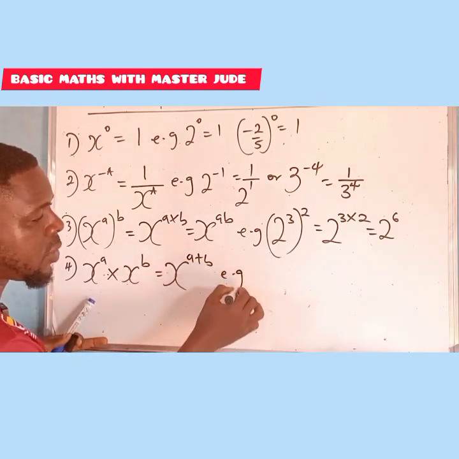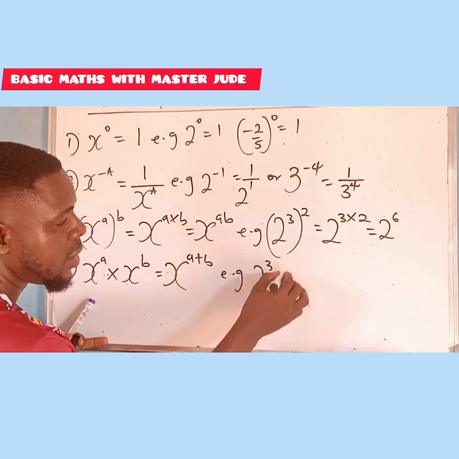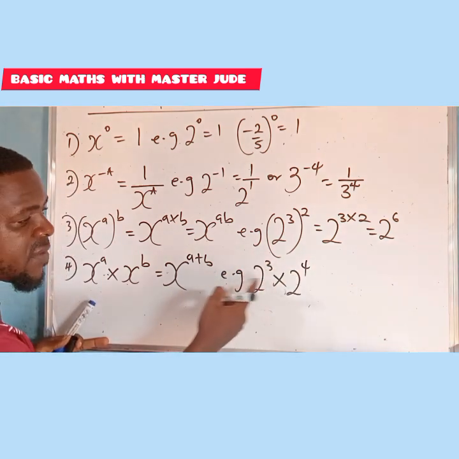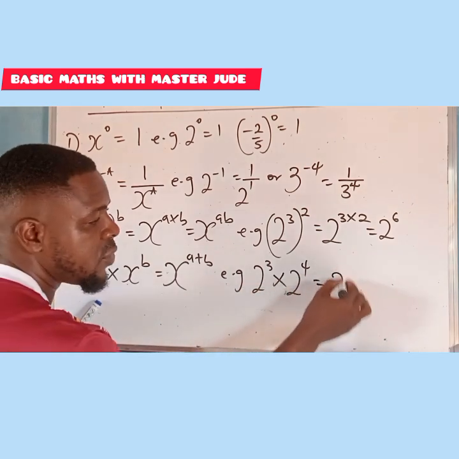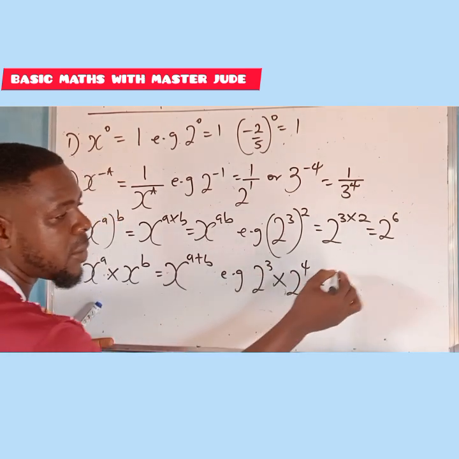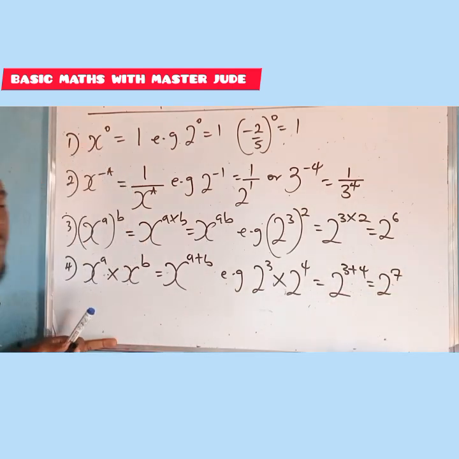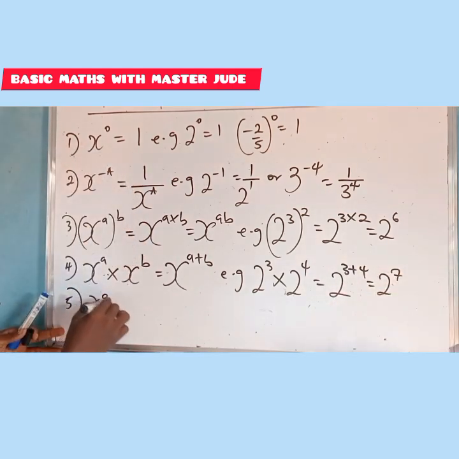For example, if you have 2 raised to power 3 multiply 2 raised to power 4. Look at this, the base is the same, which is 2. This will be 2. Then you add the powers, 3 plus 4, which will give me 2 raised to power 7.